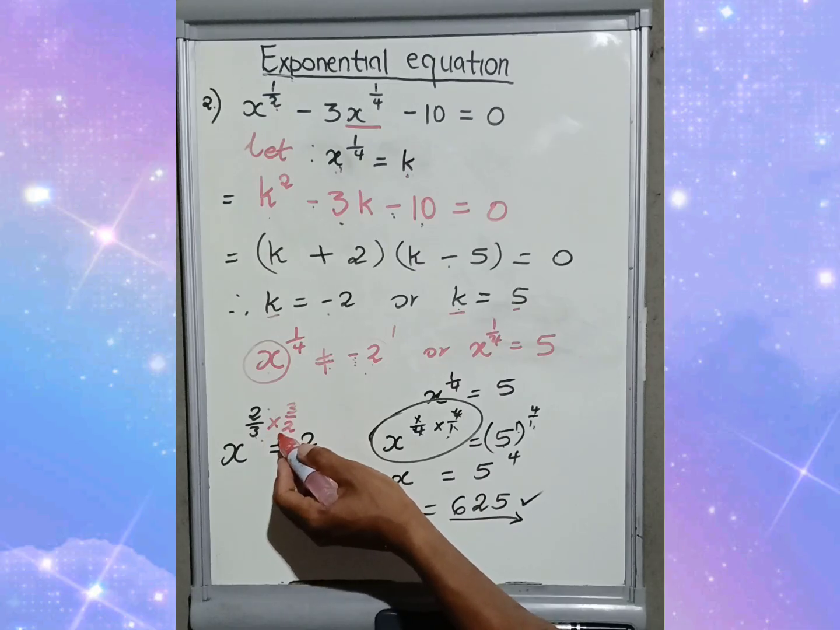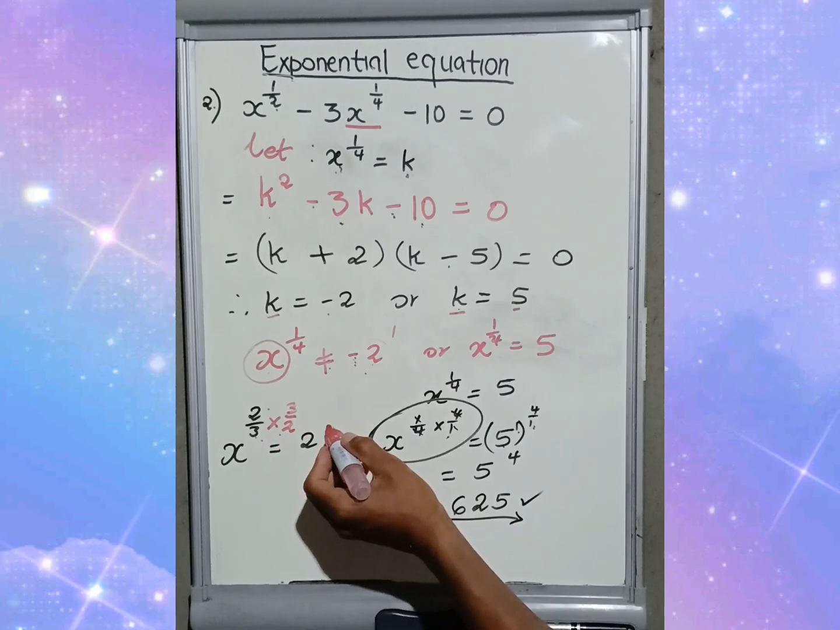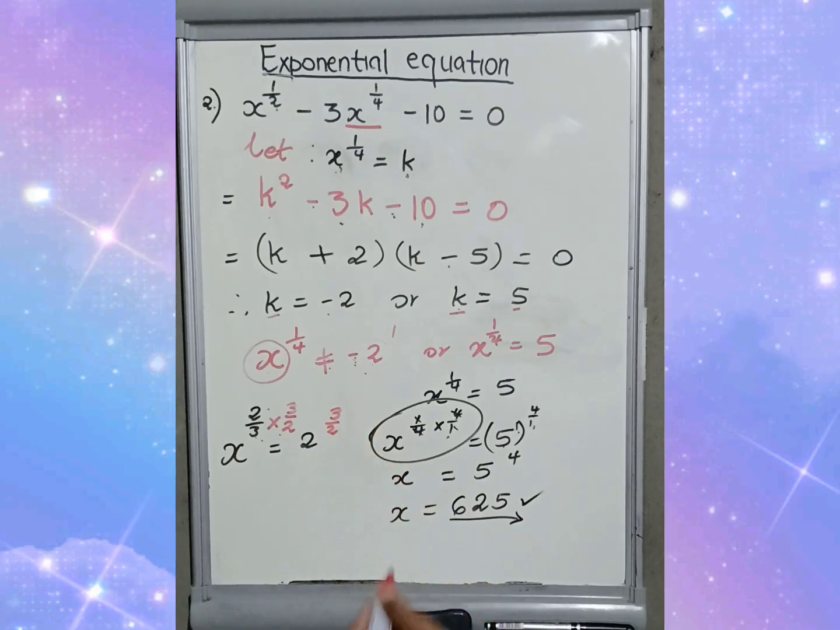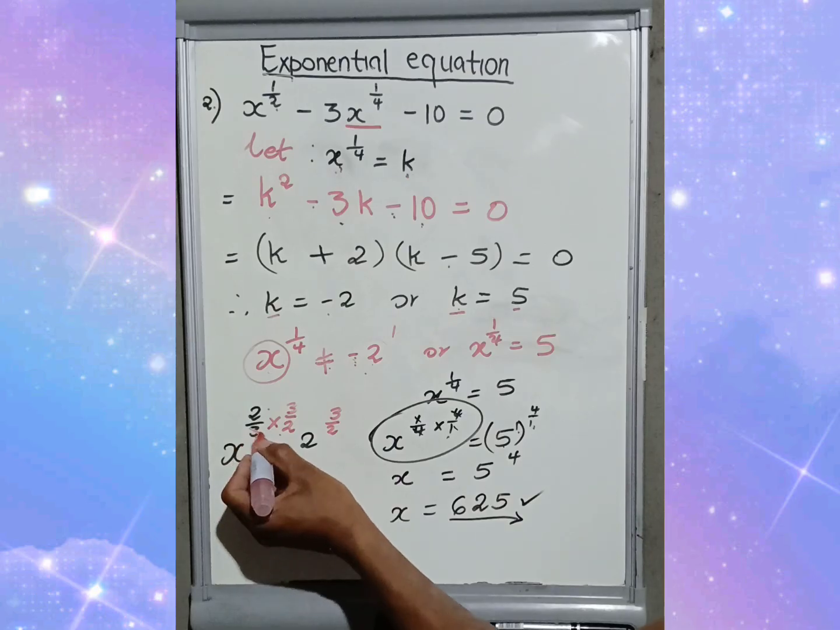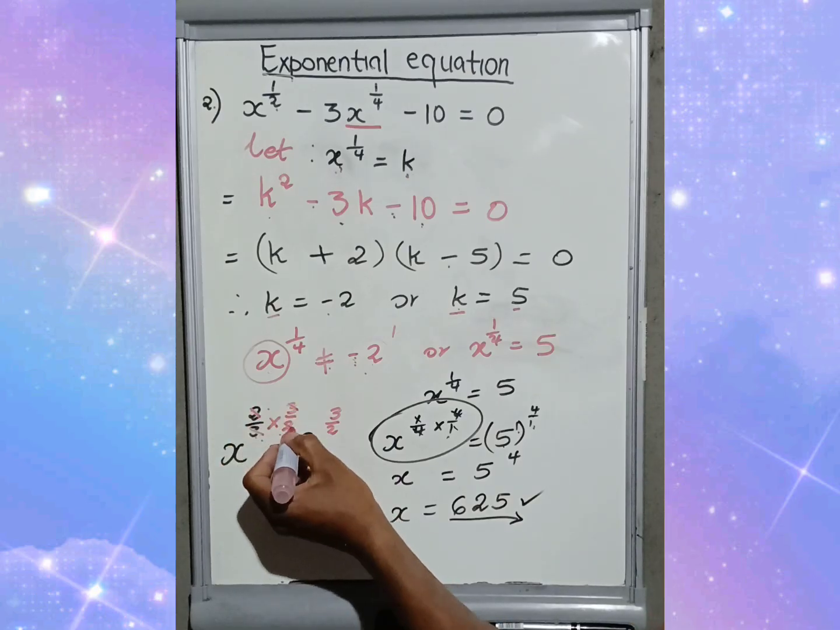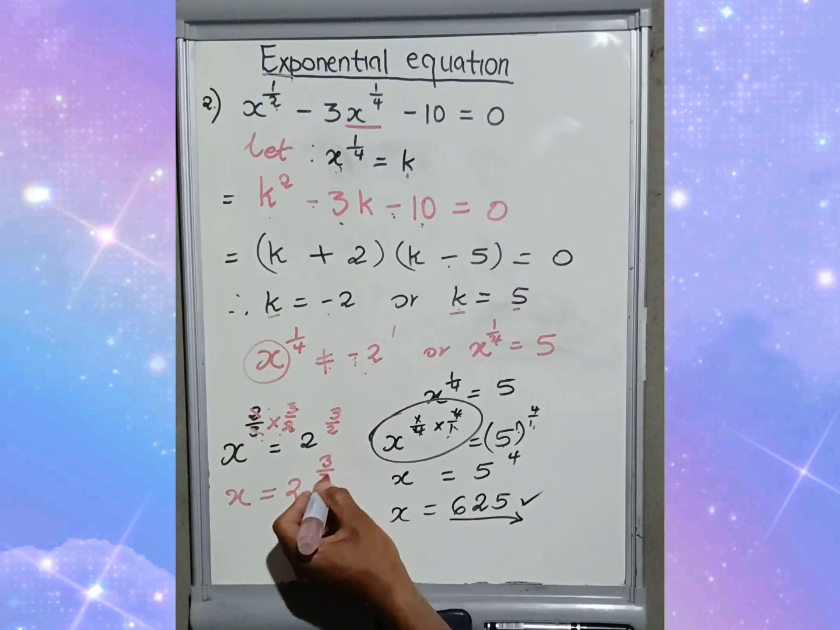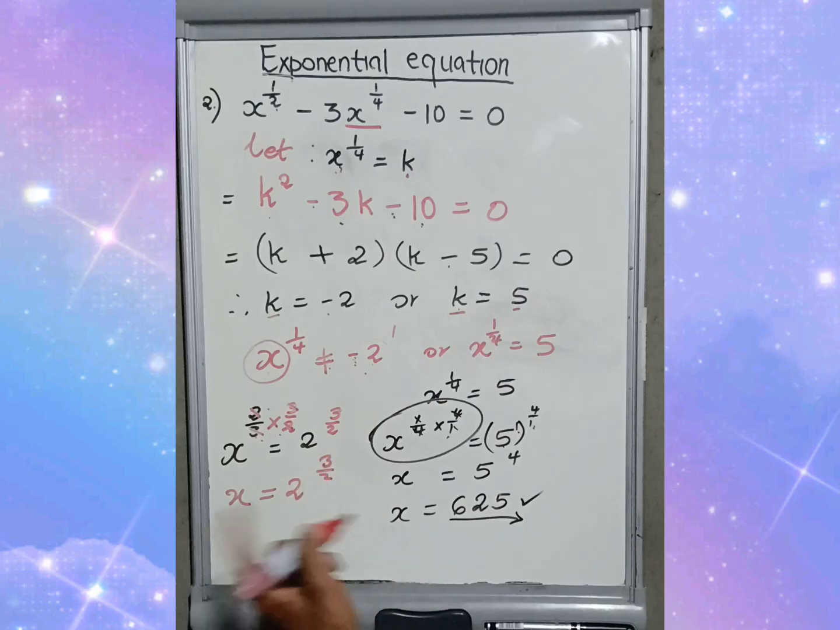What you do on the left hand side, you do exactly on the right hand side. Therefore on the right hand side we have 2 raised to 3/2. Do you see that? Then this one cancels this one, and we are left with x equals 2 raised to 3/2. Then you punch your calculator here. All right, let me do another one.